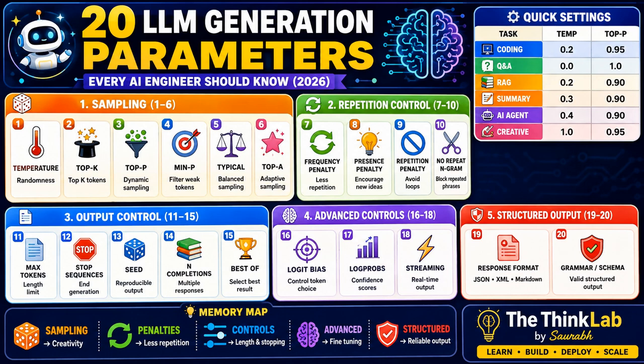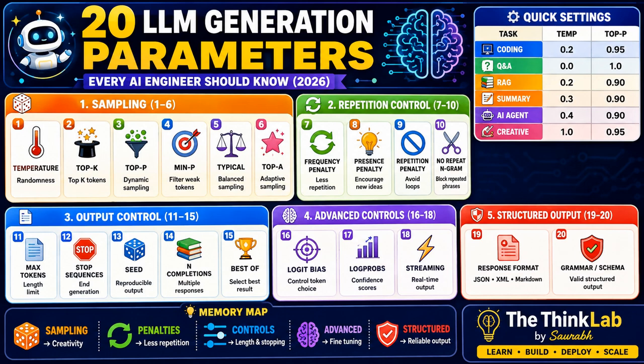Okay, so now we are moving to quick recommended settings. For coding, you use the temperature 0.2. For question answering, you can use the temperature 0. For RAG, you can maintain the temperature 0.2. For summarization, you can maintain the temperature 0.3. For the AI agent, you can use the temperature 0.4. For creative writing, you can maintain the temperature 1.0, and always adjust the top P based on your application.